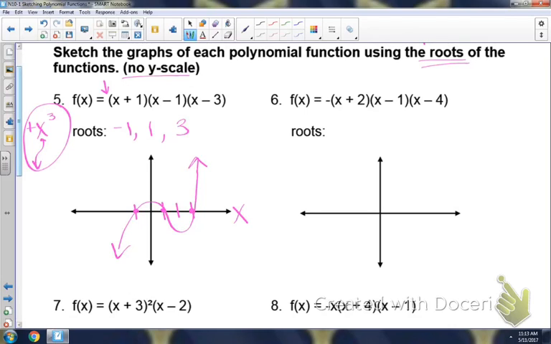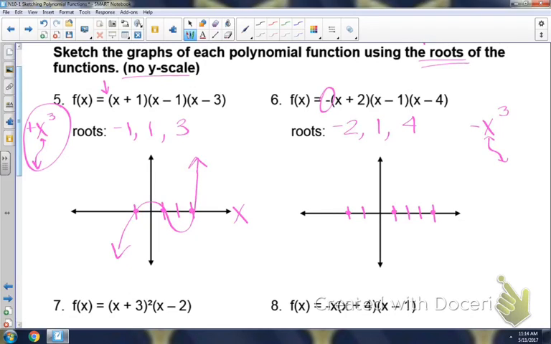All right, so number 6, we have a root at -2, a root at 1, and a root at 4. So overall we have 3. And notice in front on this one it's negative, which means it should be decreasing from left to right. So we have -2, +1, and +4. From left to right, it should be decreasing because it was negative.